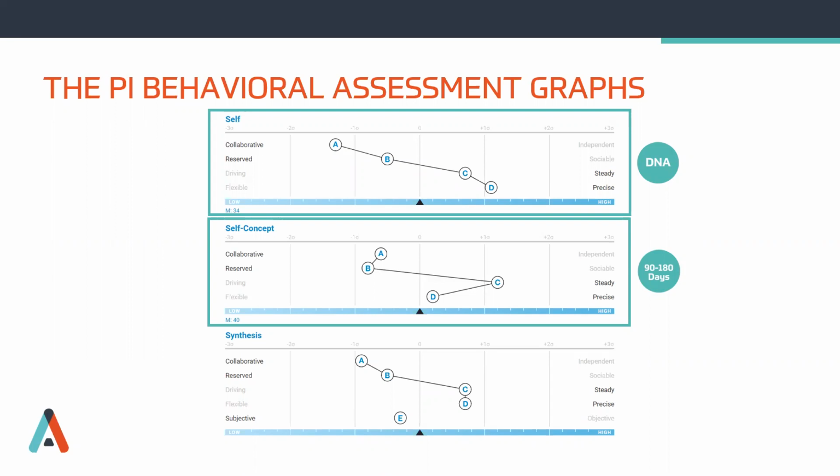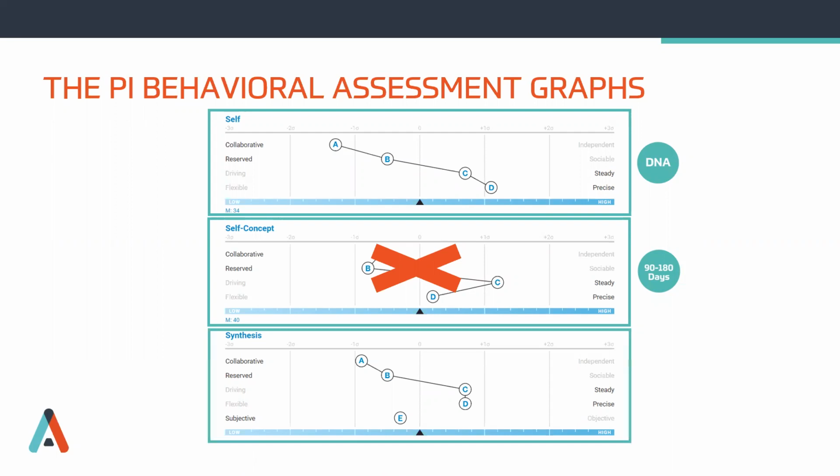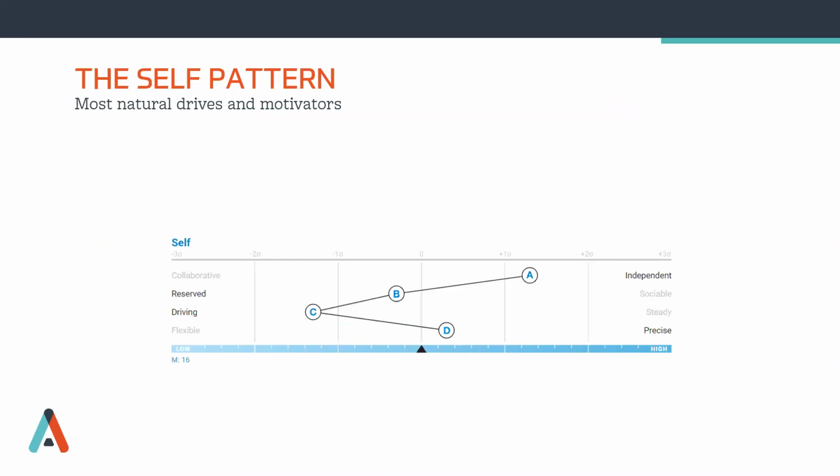So because this graph has that limited window of application, we're not going to focus in on this one today as we really explore the behavioral assessment. We want to focus in on the one that we can go back to time after time. If we're looking at this whole report, that bottom graph is called synthesis. It's effectively an average of the top two. But since we're not focusing on the middle one, self-concept, we're going to ignore this one for today as well, and really zoom in and encourage you to do the same on just that top graph, that self graph that hopefully you have in front of you at this point.